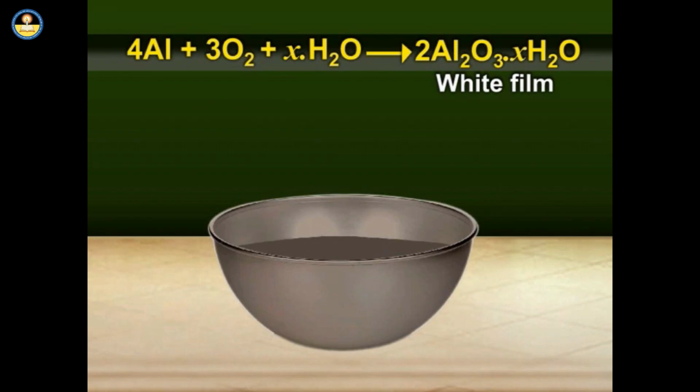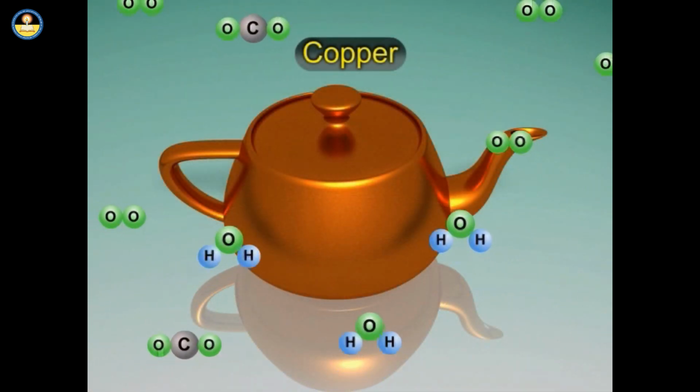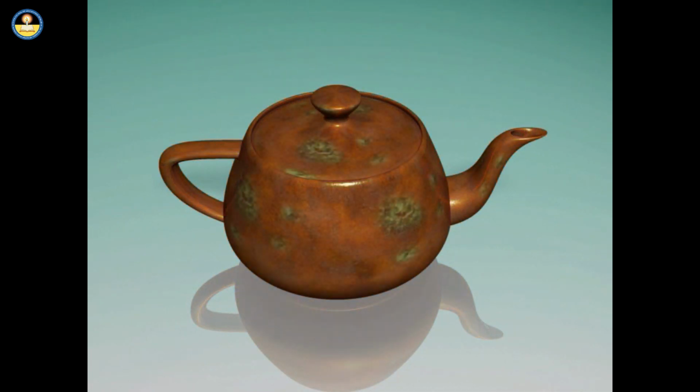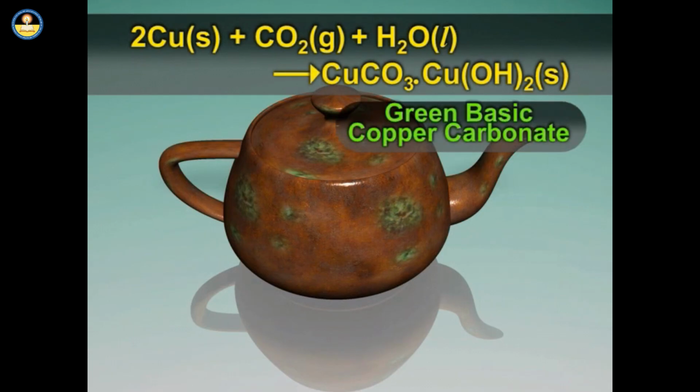This type of corrosion is beneficial, as once an oxide layer is coated over aluminium's surface, it becomes resistant to further oxidation. When a copper object is exposed to moist air containing carbon dioxide, its surface gets coated with green basic copper carbonate. 2Cu in solid state reacts with CO2 in gaseous state and H2O in liquid state to give CuCO3·Cu(OH)2 in solid state, which is green basic copper carbonate.